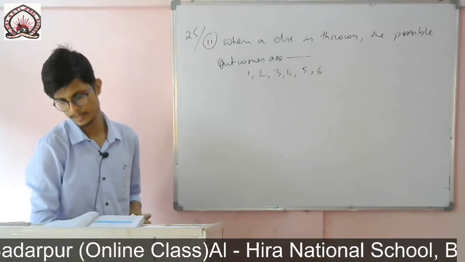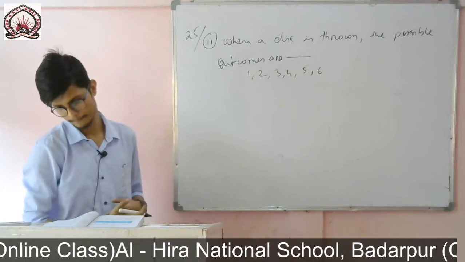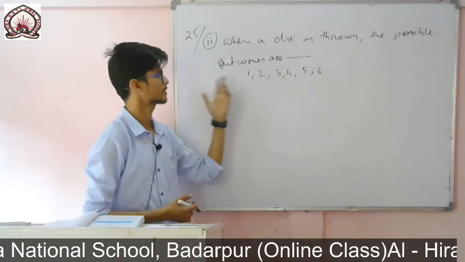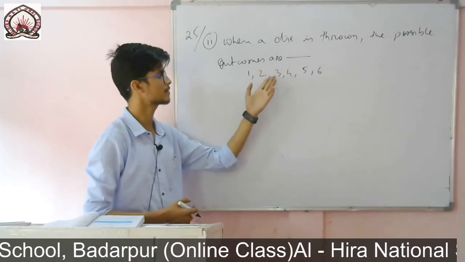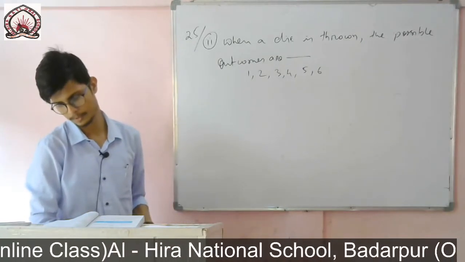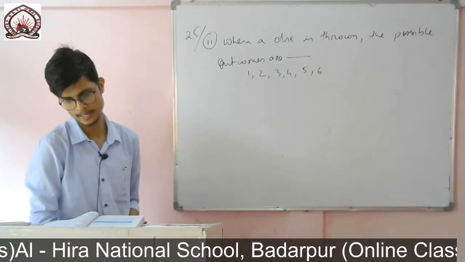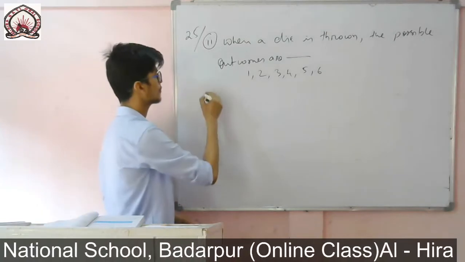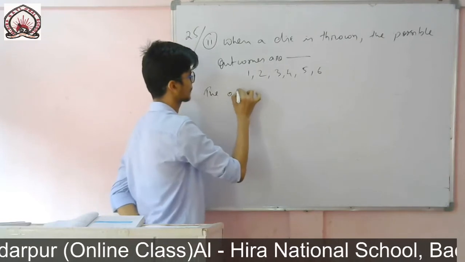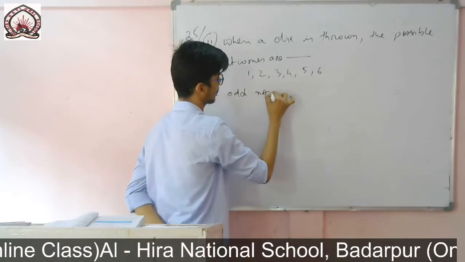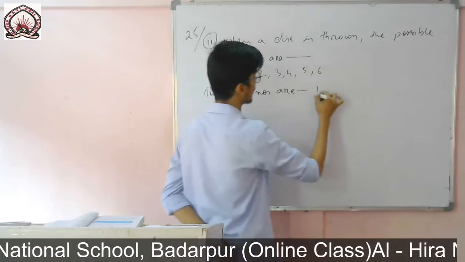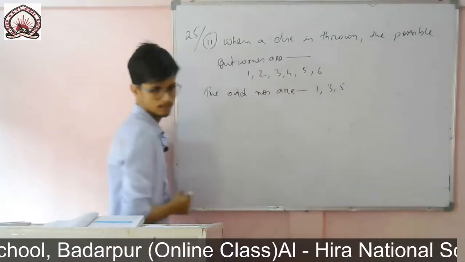The question says there are 2 possible outcomes, either an odd number or an even number. Yes: 1 is odd, 2 is even, 3 is odd, 4 is even, 5 is odd, 6 is even. So either an odd number or an even number. It is given that the probability of getting an odd number is 1 by 2. So how many odd numbers are there? The odd numbers are 1, 3, 5.